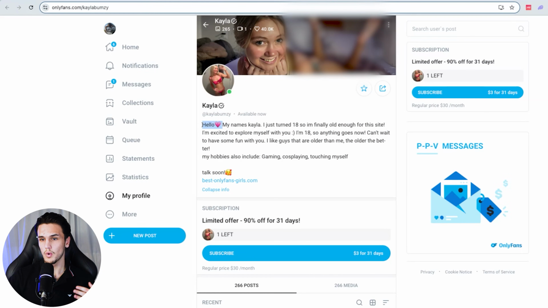If the model is literally acting like some sort of porn star on their OF account, then the subscriber knows that he's probably not going to build any sort of relationship, and it's probably not even her talking on the account. So if you look at this profile, for example, what she's basically done is obviously introduced herself. I just turned 18, so I'm finally old enough for this site. I'm excited to explore myself with you. I'm 18, so anything goes now. Pretty much what she's doing, you can probably guess, but she's acting like a very innocent 18-year-old who has just got on the platform, not much experience.